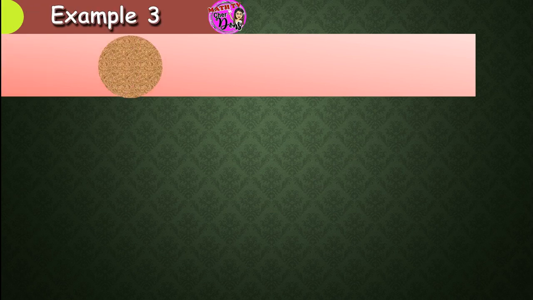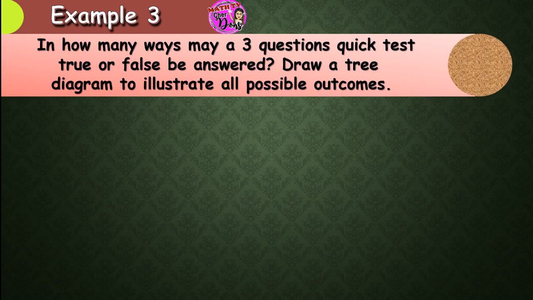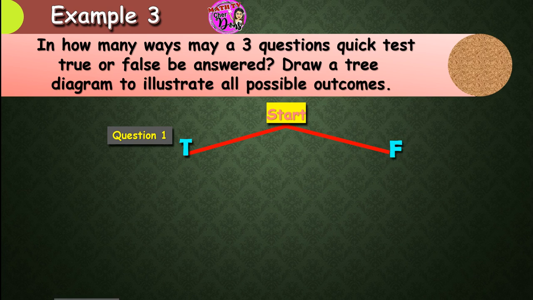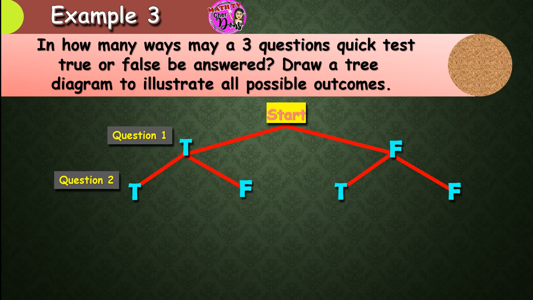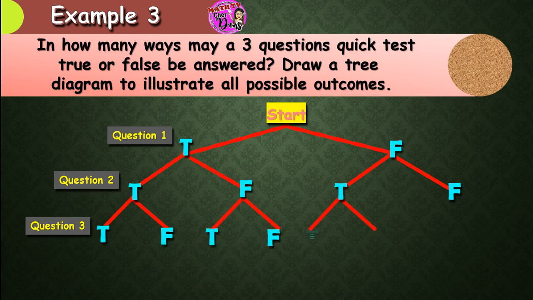Let's try another one. Example number 3. In how many ways can a 3-question quick test, true or false, be answered? Draw a tree diagram to illustrate all possible outcomes. Let's start. For question number 1, we have 2 options, true or false. And for question number 2, we also have true or false for each of your possible answers in question number 1. Now, we have question number 3. Again, 2 options, true or false, for each of your possible answers in question number 2. Done with our tree diagram.